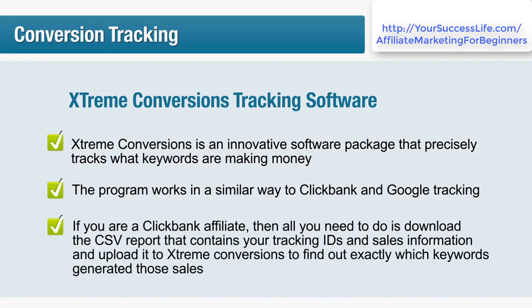If you're a Clickbank affiliate, then all you need to do is download the CSV report that contains your tracking IDs and sales information and upload it to Extreme Conversions to find out exactly which keywords generated those sales. In this example, you might see for a campaign promoting a cure yeast infections product, you could drill right down to find that the keyword, what causes yeast infections, has brought in more sales than any other keyword.